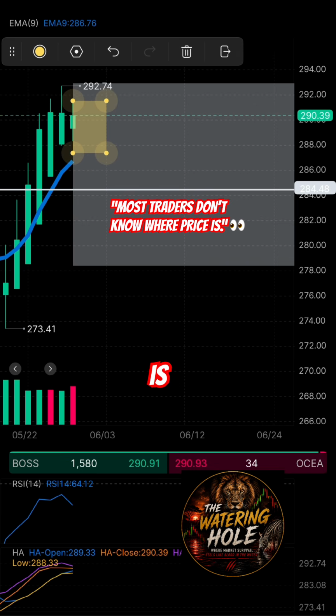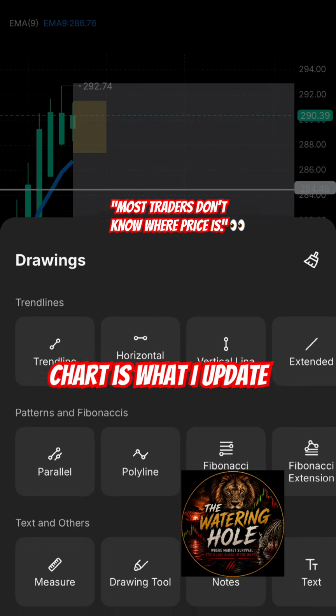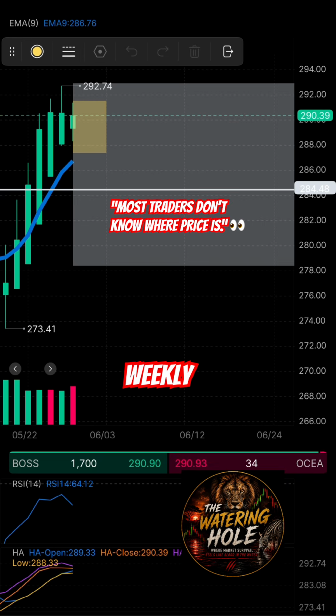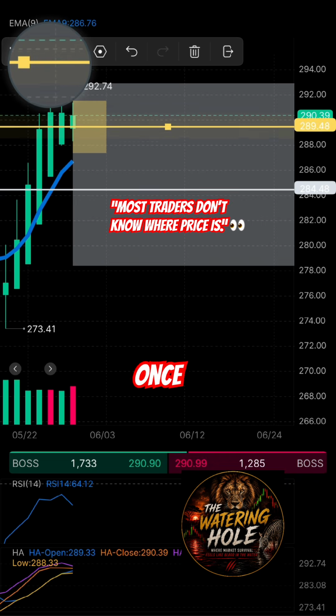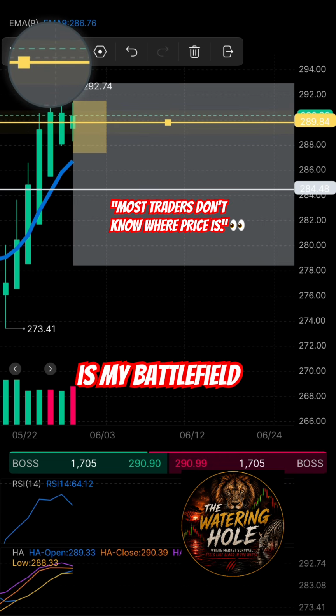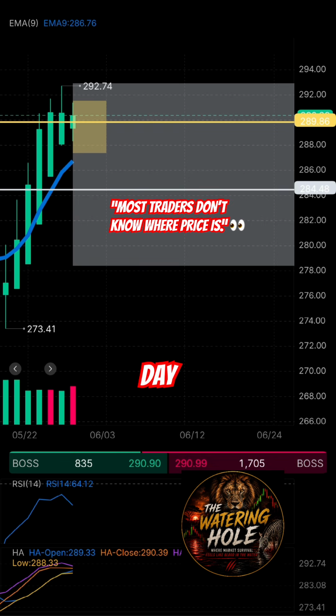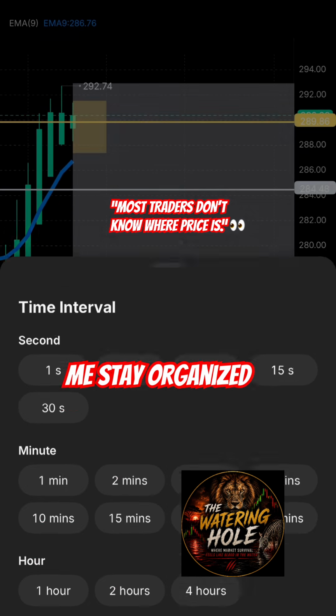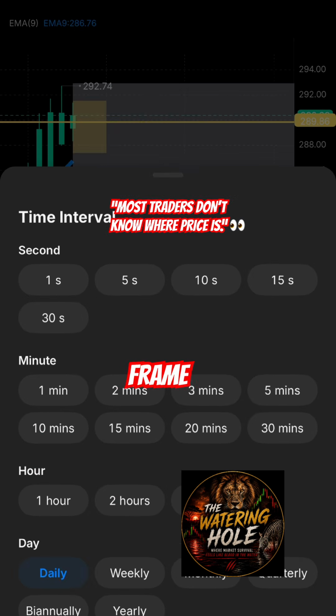The difference is, the daily chart is what I update every single day. So the weekly is my bigger map that changes once a week. The daily is my battlefield that changes every day. That helps me stay organized and stop treating every time frame the same.